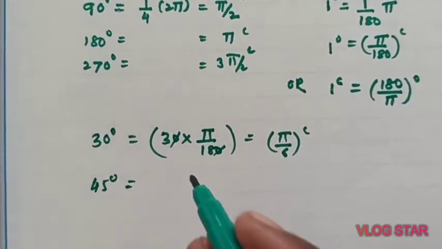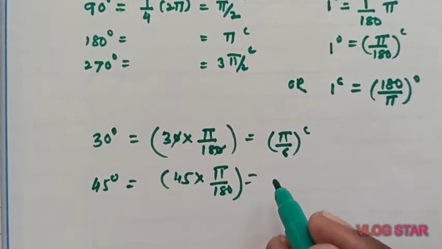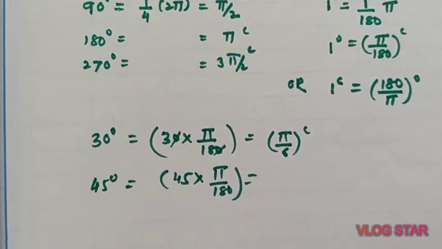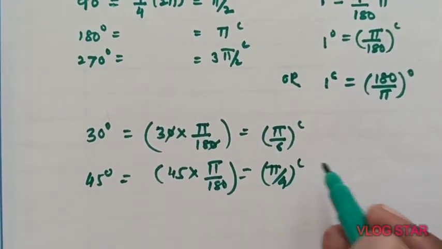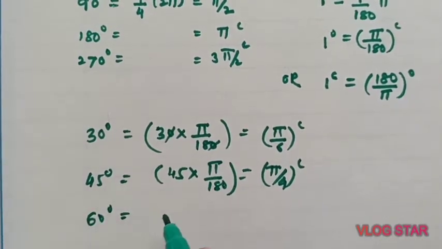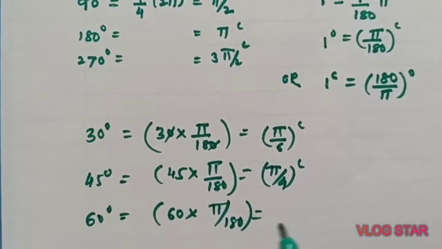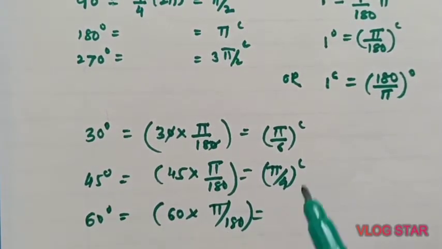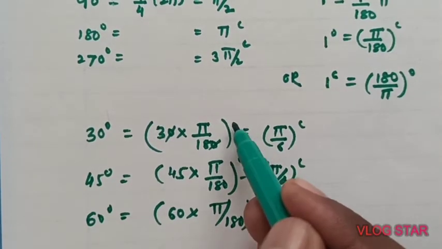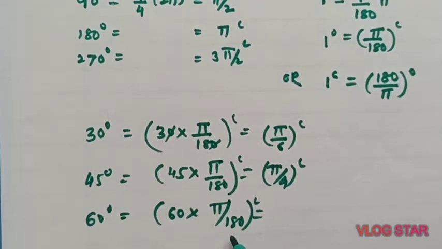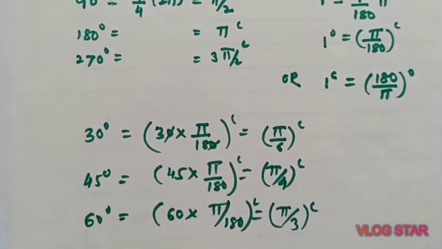45 degree, 45 into pi by 180. So reduce it, 45 how many times 180? 4 times, so pi by 4 radian. Then 60 degree, 60 into pi by 180. So to convert degree to radians, the multiplication factor is pi by 180. So 60 3s are 180, so pi by 3 radian. So these are the conversions.